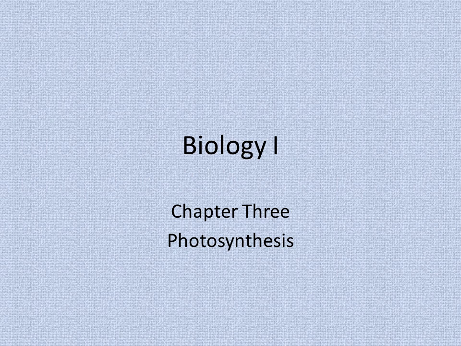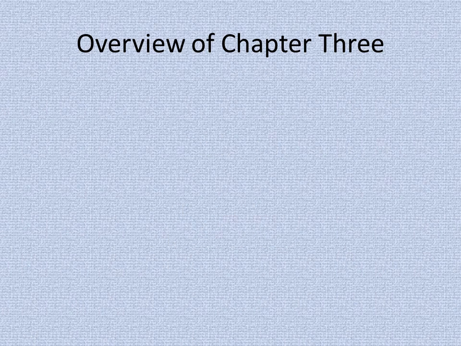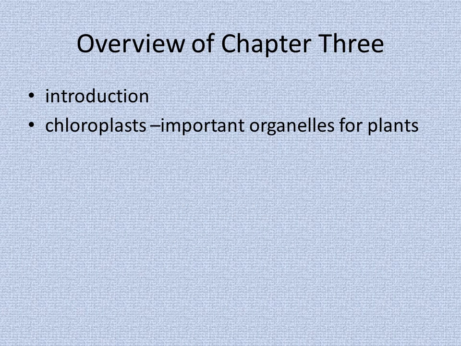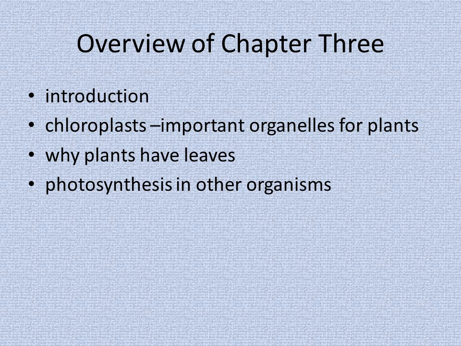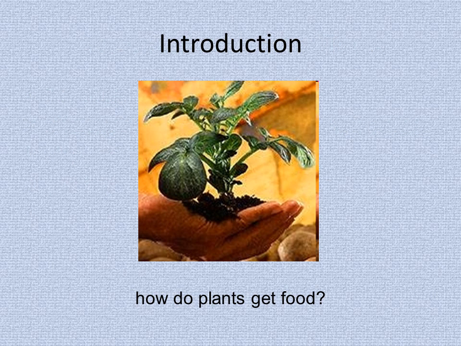Chapter 3 deals with the idea of photosynthesis. We're talking about plants, of course. We're going to look at chloroplasts, a very important part of a plant, and what they do. We'll talk about why plants have leaves. Why do they need them? And then we'll look briefly at photosynthesis in other organisms besides plants. And then we'll summarize everything. So let's leap right into it.